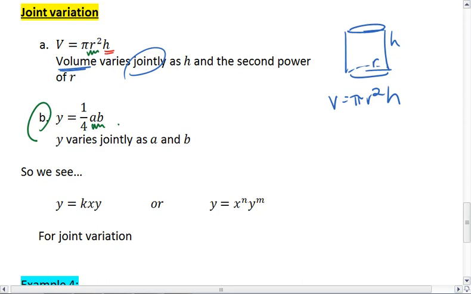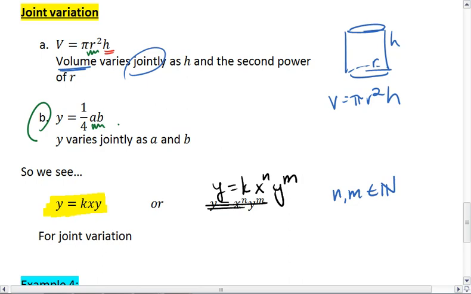If we were to generalize this, we find that y equals k times x to the n, y to the m, where n and m are both natural numbers. And this is for joint variation.